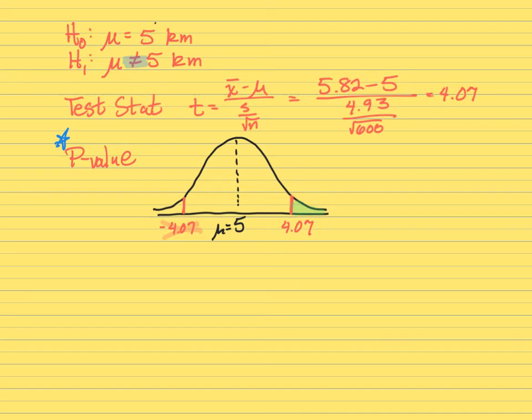So we're going to use the tcdf command, you'll remember. This is what you should be typing in your calculator. You find tcdf under the distribution menu. Your lower boundary is 4.07. Your upper boundary is going to be some big positive number. And then our degrees of freedom is 599. So that's what we should be typing in to our calculator.